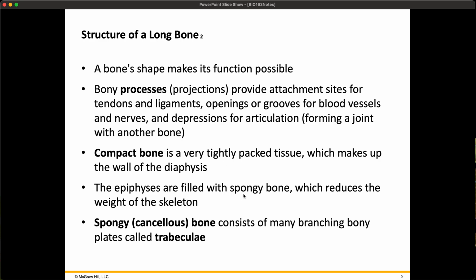The epiphyses inside are filled with spongy bone, but again, the outside is still compact bone to help reduce that weight. And then spongy bone consists of those branching trabeculae rather than the concentric osteons that we see in compact bone, which again are going to help give it that stacking strength. Think about like a brick house or a cinder block building. The blocks stacked on top of each other, very similarly shaped, give it a lot of strength. Whereas the spongy bone, having this lattice work of trabeculae, helps to redistribute tension.